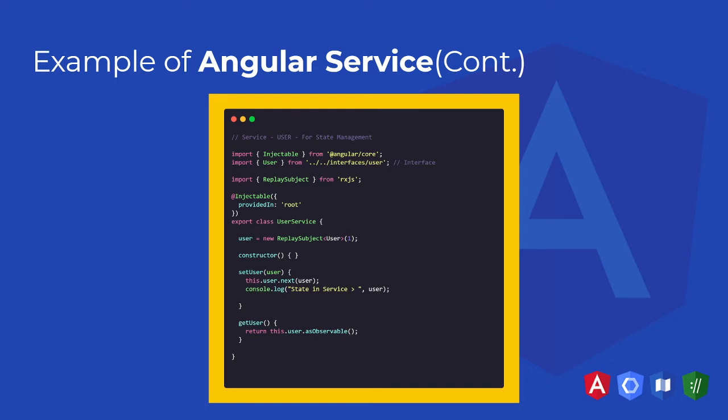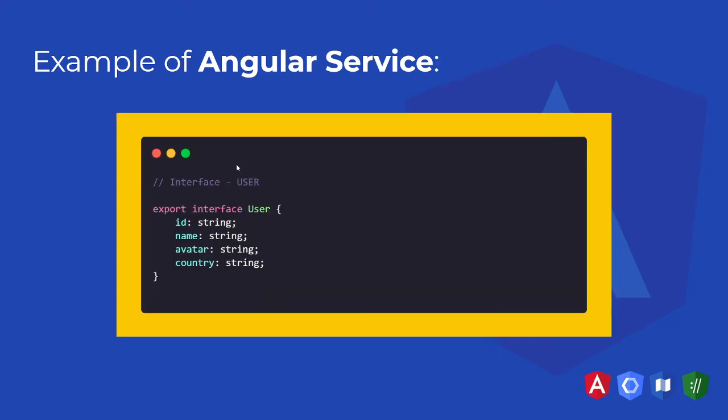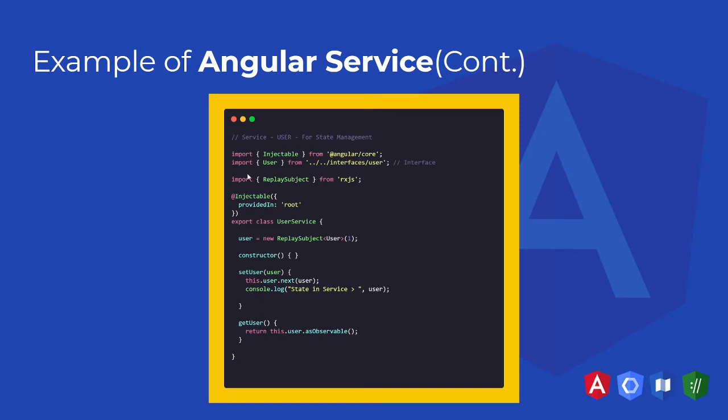Next is the Angular service. This is the service you have to make, which is an injectable service you can use in any component. On the second line, it is consuming the user interface we have just created. On the third line, I have imported ReplaySubject, which is part of the RxJS library. In this, I have used the user variable and consumed this ReplaySubject of user.